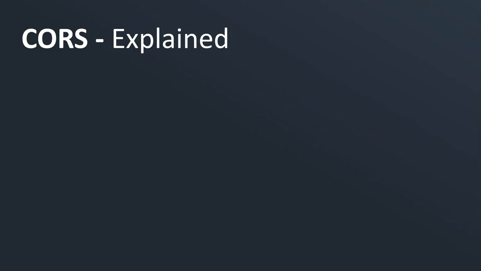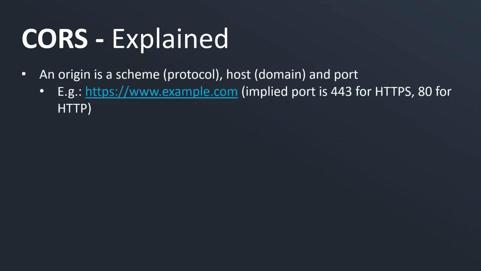So what is an origin? An origin is a scheme, so a protocol, a host, a domain and a port. In English, what that means is that, for example, if you do https://www.example.com, this is an origin where the scheme is https and the host is www.example.com and the port is port 443. Why? Because as soon as you have https, it is port 443 as an implied port.